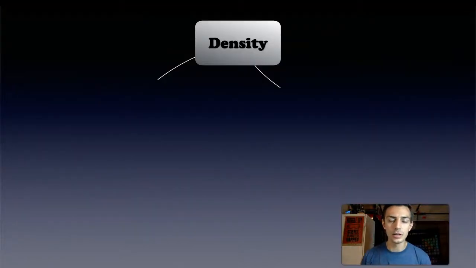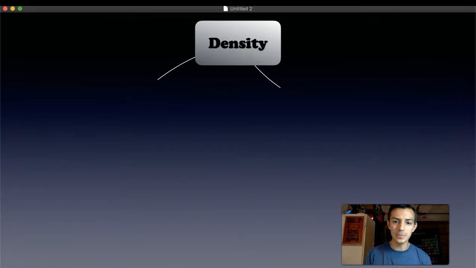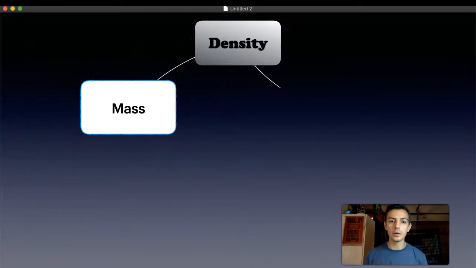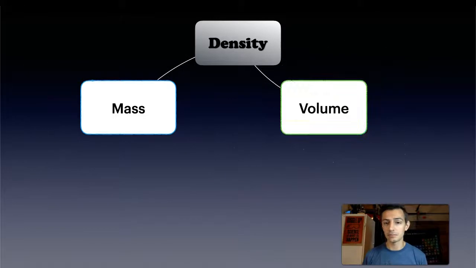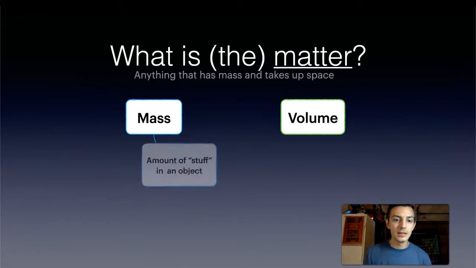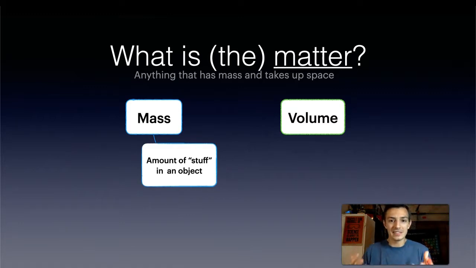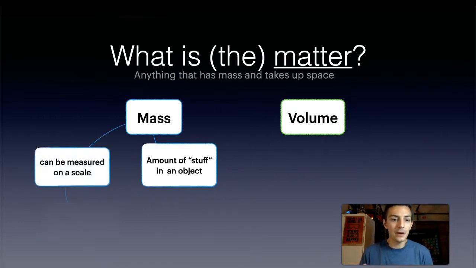So I've used that word density. Density is basically made up of two components, mass and volume. So we'll revisit what those two are just briefly. Mass is basically just the amount of stuff that's in an object. That's a very basic definition, but it's a pretty good one because it's a little tough to define. So it's just the stuff that's in an object and the amount of that stuff.